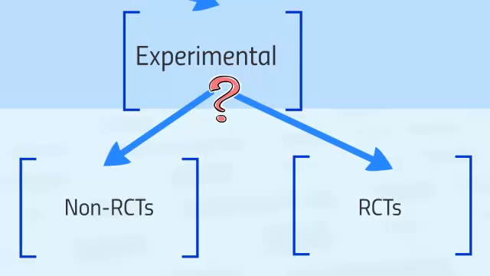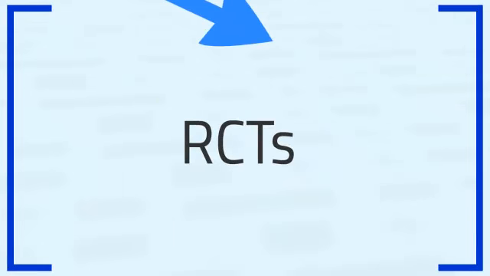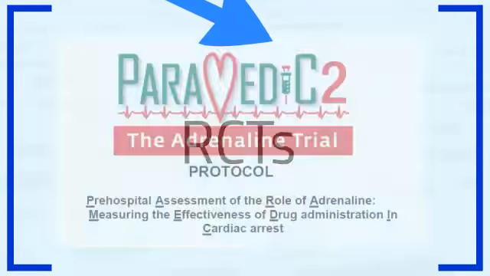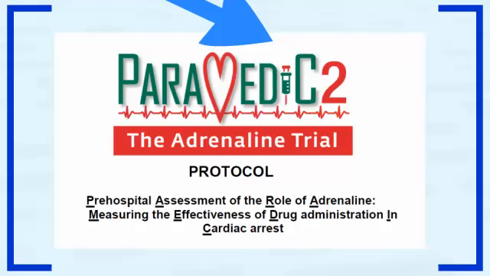There are also some trains of thought where a randomized control trial is where you have a random sample and then you randomize the sample you've taken to intervention and control. But there's blurring in that definition sometimes. So if we were to look at an example of a randomized control trial, this would be the PARAMEDIC2 trial, the adrenaline trial. There's a lot of controversy about the efficacy of adrenaline because there's really a paucity of evidence regarding this.